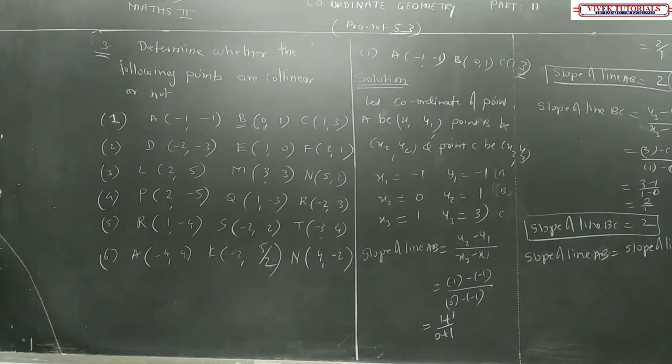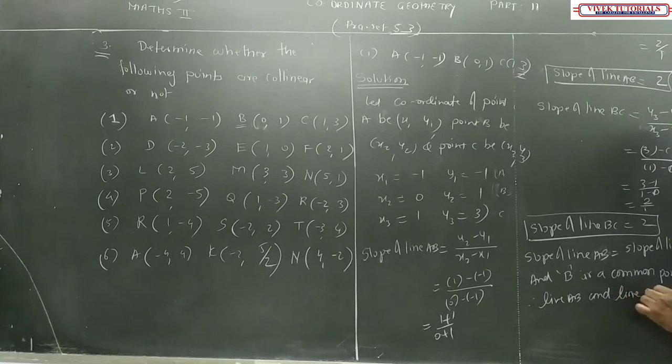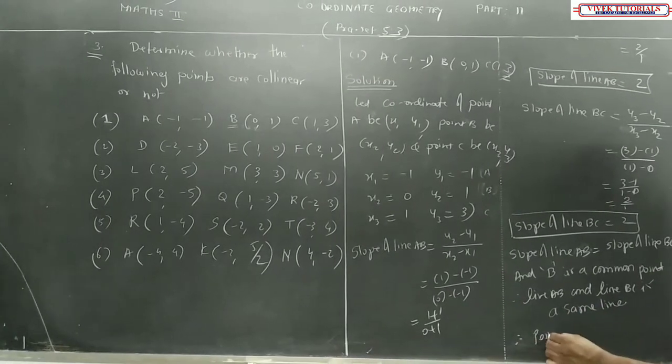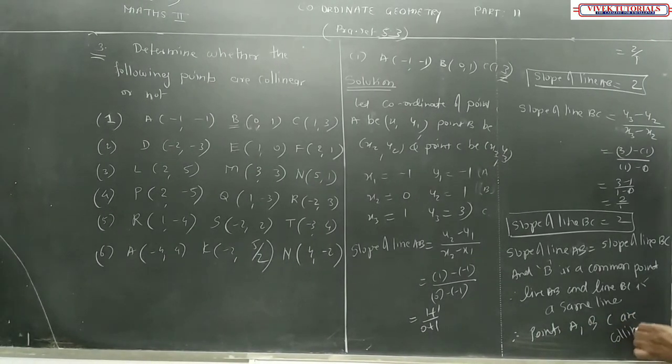Now these are two lines, but B is a common point. Therefore, line AB and line BC are the same line. Therefore, points A, B and C are collinear. So this is the answer.